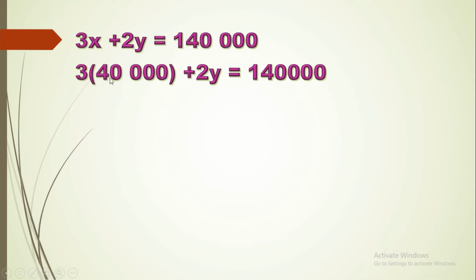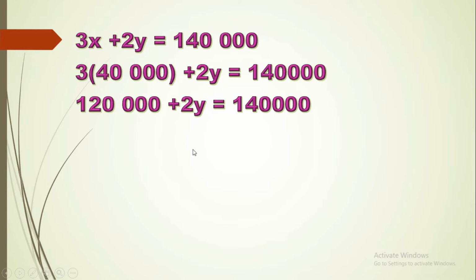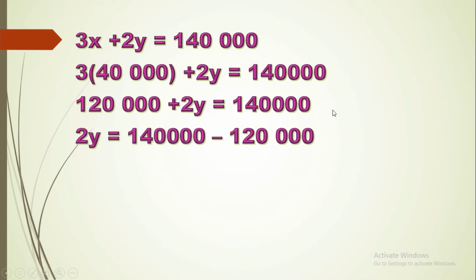So 3 times x, which is 40,000, we multiply them. 3 times 40,000 gives us 120,000. Now plus 2y equal 140,000, we copy them the same. Now we want to find the value of y, so we move 120,000 to the other side of the equation. Here we have a plus in front of it, so it becomes minus. So 2y equals 140,000 minus 120,000. Then we have 2y equals 20,000.